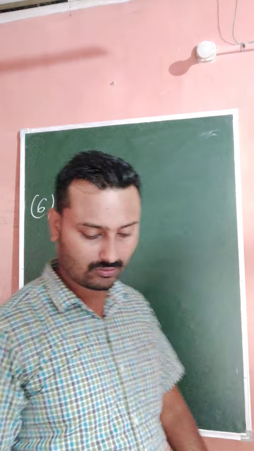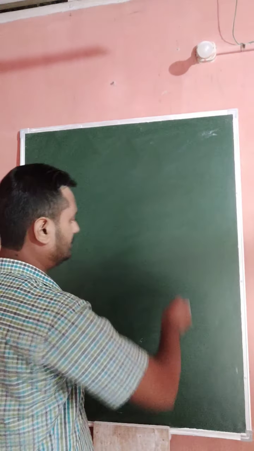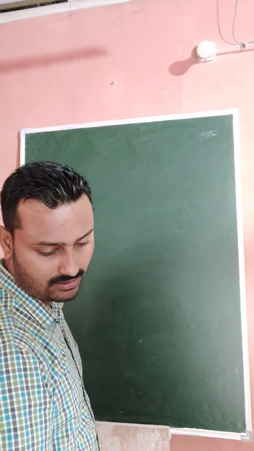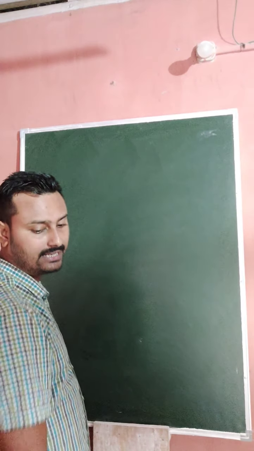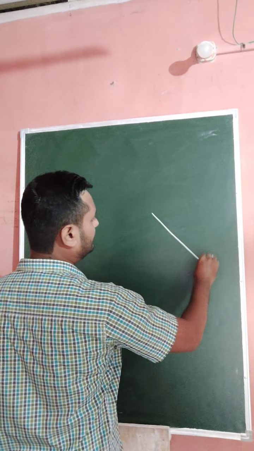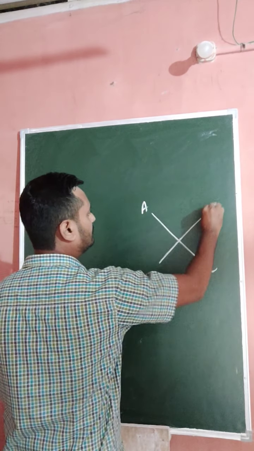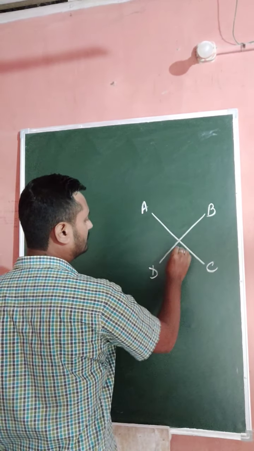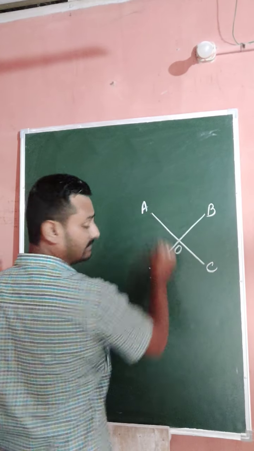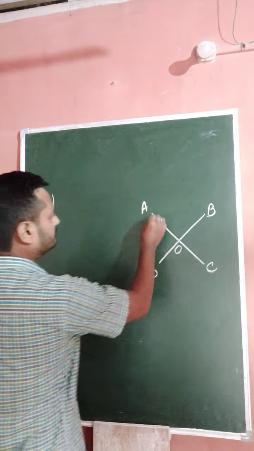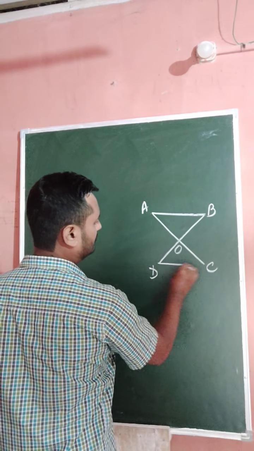Okay, so now question number 6. It is given that AC and BD intersect at O. There is a side AC and there is a side BD. This one is AC and this one is BD, intersecting at the point O. And you just join AB and join CD.